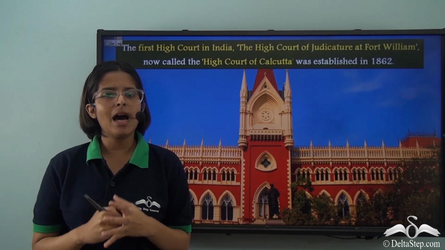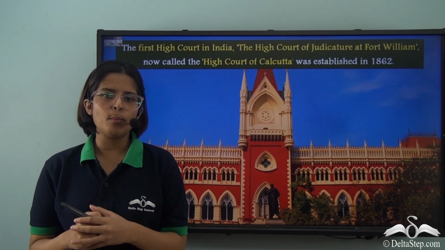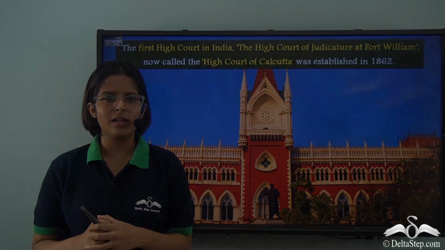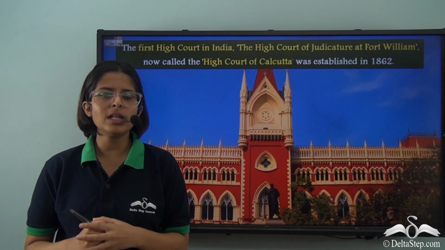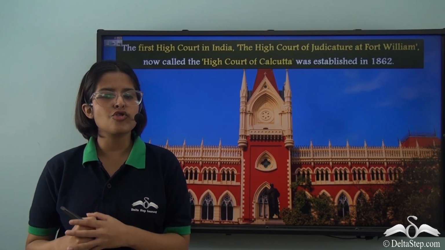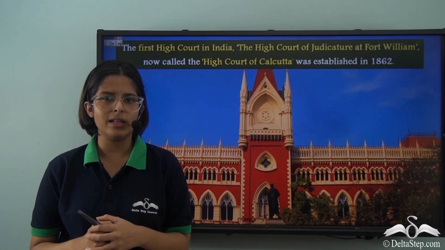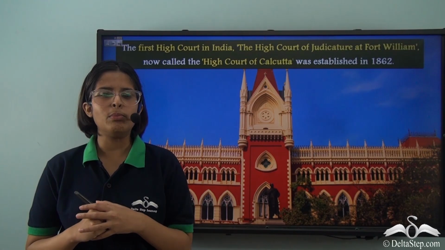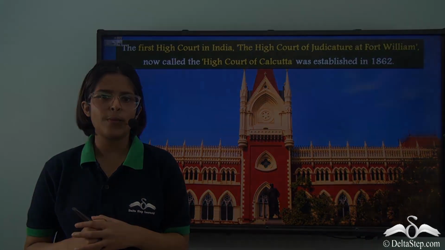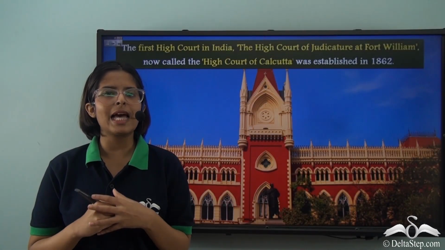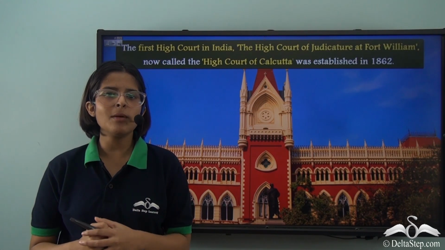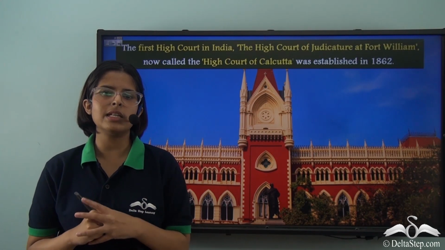Around the same time, High Courts were set up in Bombay, Madras and Allahabad. So we have the Bombay High Court at Mumbai, the Madras High Court at Chennai and the Allahabad High Court at Allahabad. All these courts were built during the British Raj, and these together with the Calcutta High Court make up the four oldest High Courts in India.